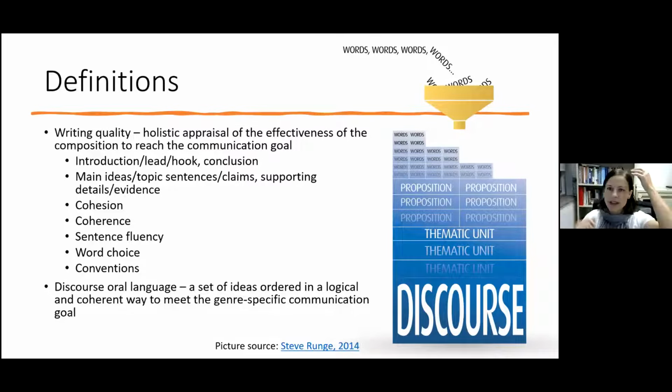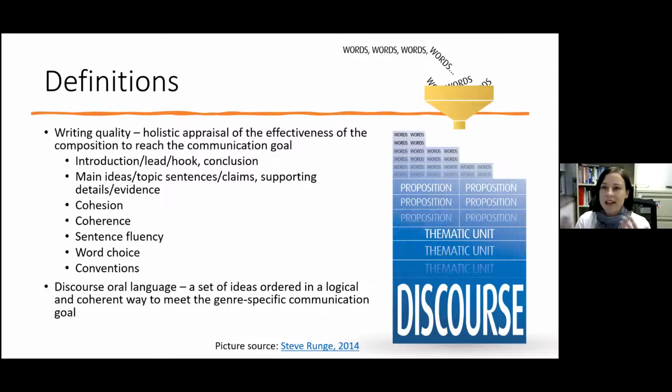And so there have been lots of ways of representing this holistic effectiveness of reaching a communication goal, mostly through rubrics. I think that's what a lot of the people in the room have been using, and what's often used as our outcome in a lot of our research studies when we're investigating pieces of writing.